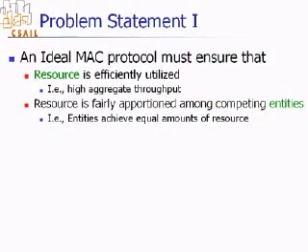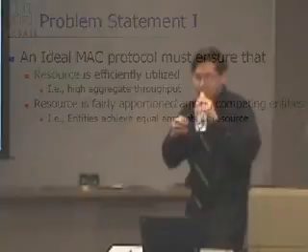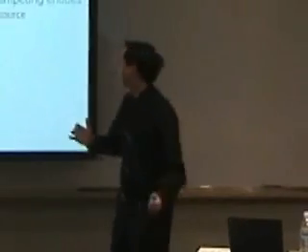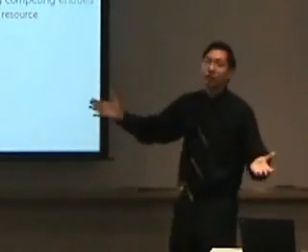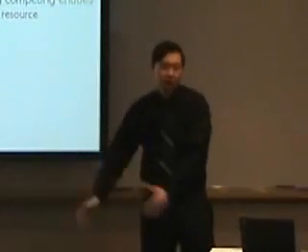So the first problem statement is that ideally we want the medium access control protocol to take the responsibility of sharing the resource. So there is the shared resource. And assuming that all nodes have equal priorities, which is the default option now, the idea is to distribute the resource equally among entities.